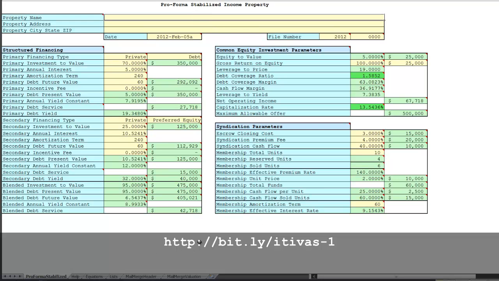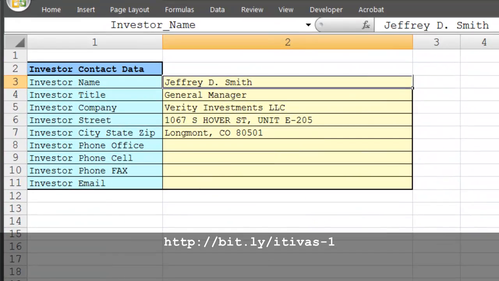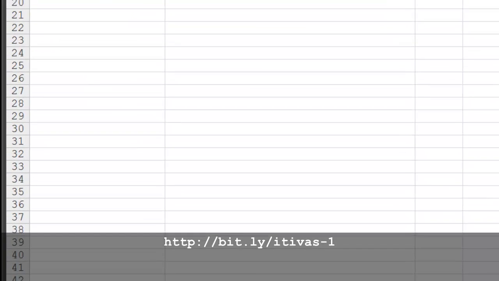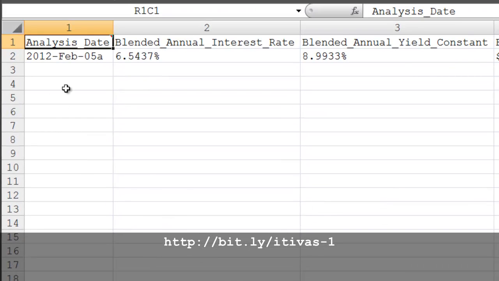This spreadsheet is also a mail merge spreadsheet. You can enter in your contact information on the mail merge header sheet, and then the mail merge valuation sheet is designed to pull in the values for mail merge with Microsoft Word 2007.